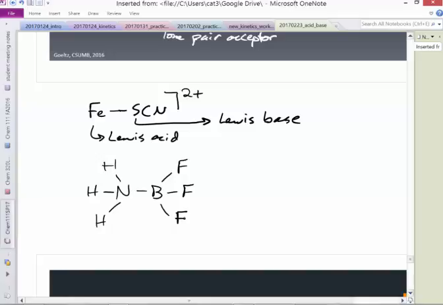Amine borane. Nitrosate borane. Boron trifluoride. Same question. Please identify the Lewis acid and please identify the Lewis base. Take a shot.